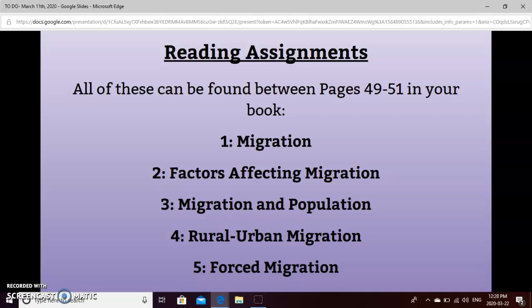Migration and population, so why people migrate and how that affects the population of their area. We also talked about something called the brain drain, where we've seen more people in white-collar jobs moving to new countries because that's where they're needed, and as a result, it creates a deficit or a lack of that certain occupation in their own country. Rural to urban migration, and as I said previously in the video, forced migration, which is when someone is forced to leave their home, but it's more that they don't have a choice. They have to leave.